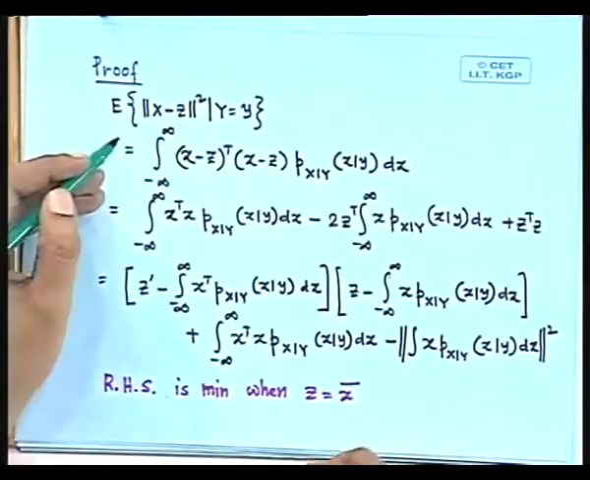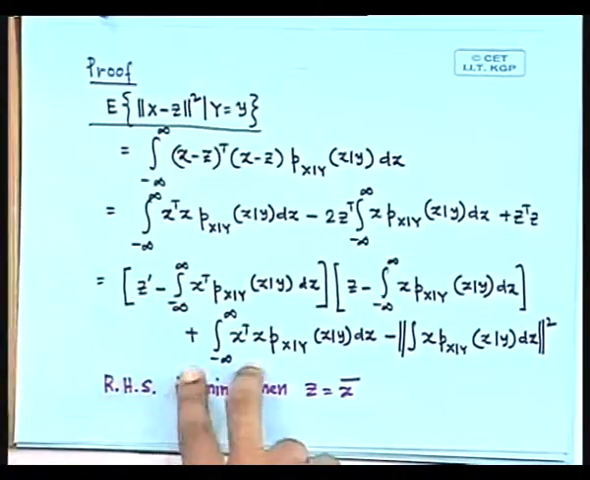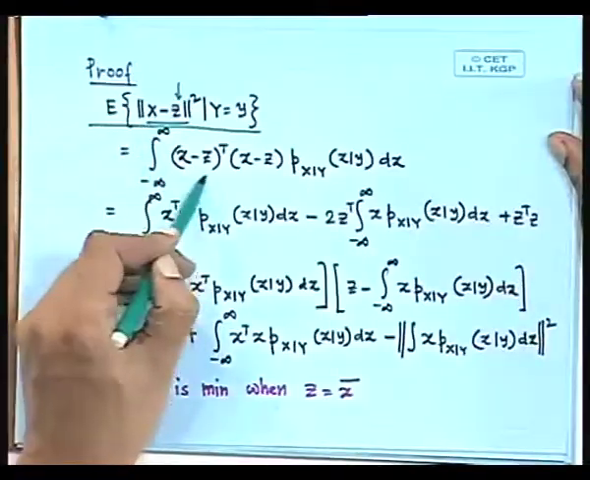So that proof is very simple. Suppose this is some estimate z. I am not necessarily saying that it is a conditional mean. It is some estimate z you have calculated from y based on some rule. So obviously this norm is equal to this transpose this.